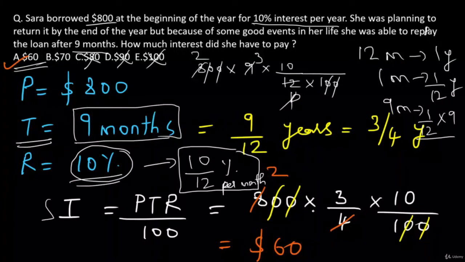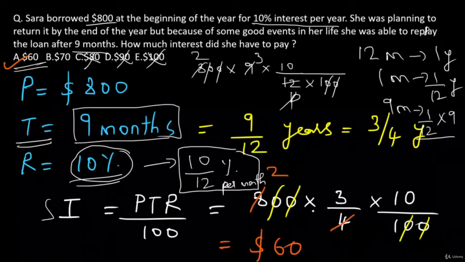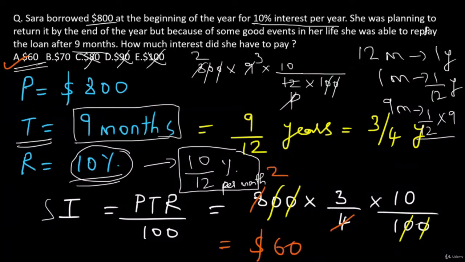So it does not matter, right? The only thing that's important is the time period and the rate of interest should be in the same unit of time. All right, so over here we have converted both into years, or you could convert both into months.